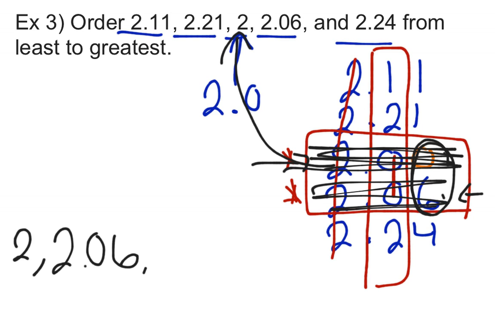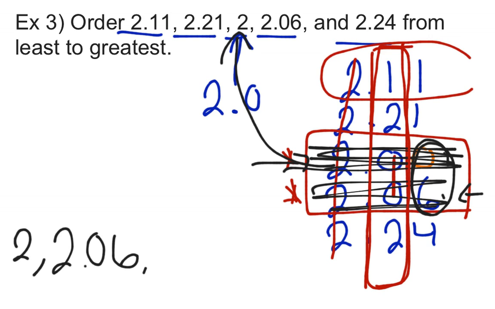Now it's down to the other 3. Again, if I go back here, I'm still on this column, the tenths place. Because now I have a 1, a 2, and a 2. Well, because this 1 here is smaller than the 2's, that makes the 2.11 next.